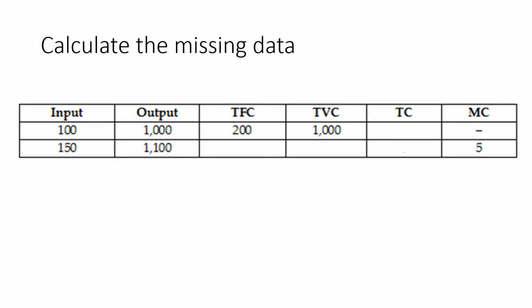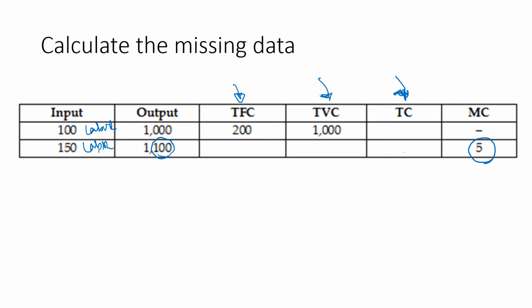Here's another example problem that you'll come across in either the homework or the quiz questions. So we're given some input and output data, and we've got to fill in some missing fixed costs and variable costs. So this company is inputting 100 units, let's say, of labor here. On their first step, then they input 150 units. By increasing that labor, their output increases by 100 units. We need to know what happens to their total fixed costs, what happens to their total variable costs, what happens to their total costs, and we're given the marginal cost between those 2 points.